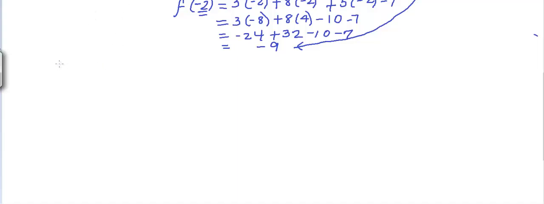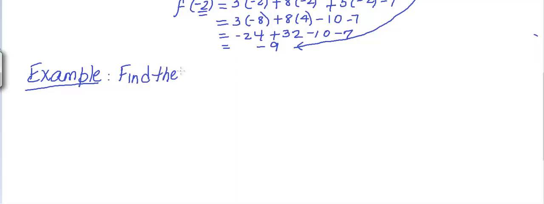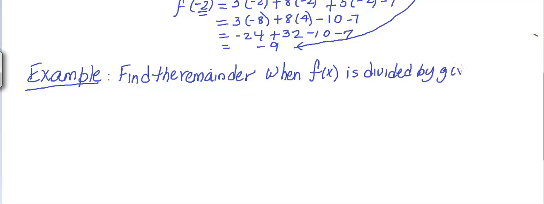In your book, you're going to have exercises that are going to say, find the remainder when f of x is divided by g of x. For example, I'm going to give you an example like the one you have in your book. Example. It says, find the remainder when f of x is divided by g of x without using division. Okay? So this means whenever we talk about remainder, automatically we think about dividing. So they're going to ask you in your book to find the remainder, but no division allowed.